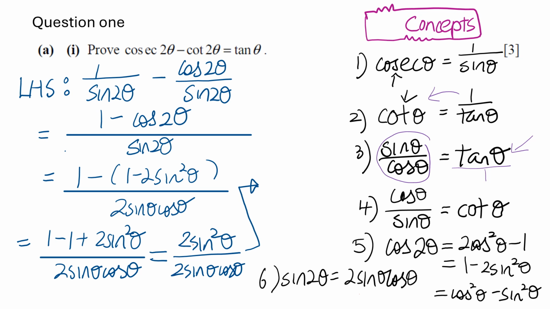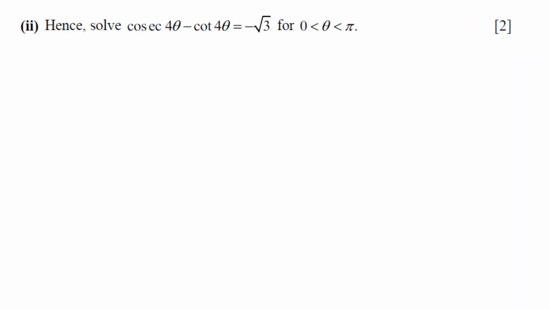And so that will give us sine theta over cos theta. And using this concept here, sine theta over cos theta can be expressed as tangent theta. That's how we proved tangent theta equals the right hand side. And that's how we do part A, part I. Right, let's look at A part 2.